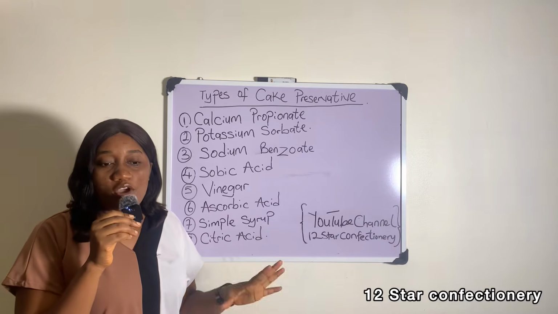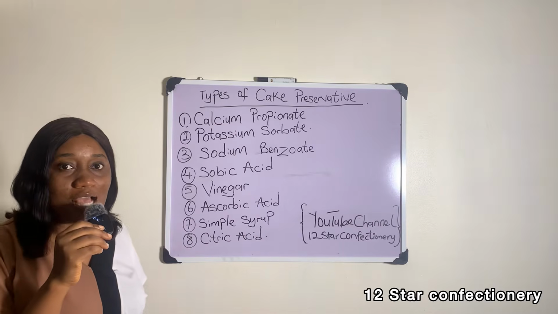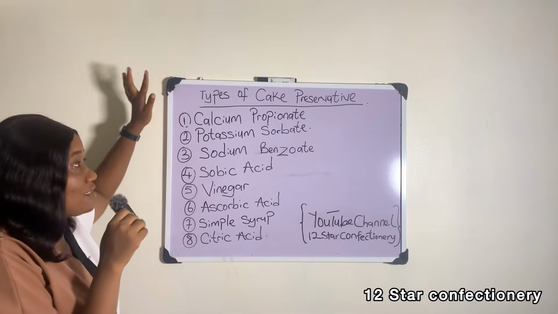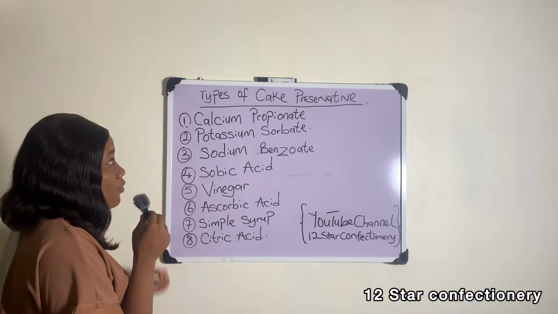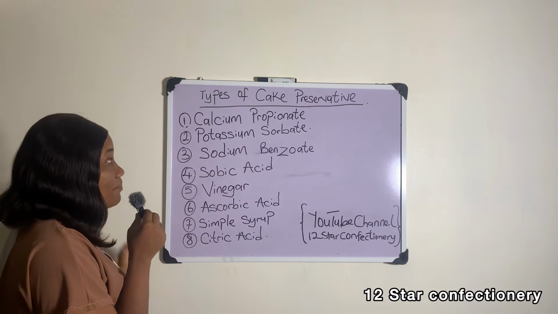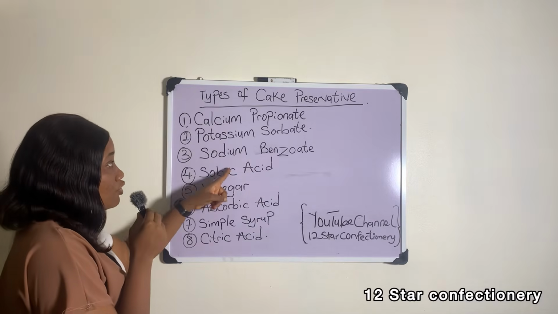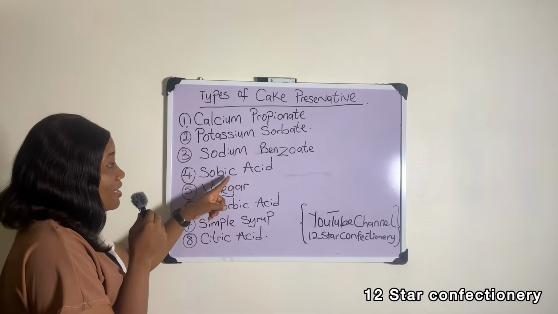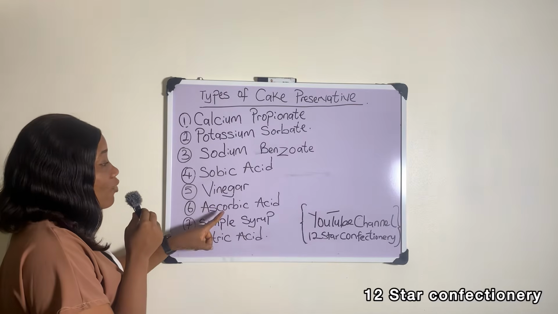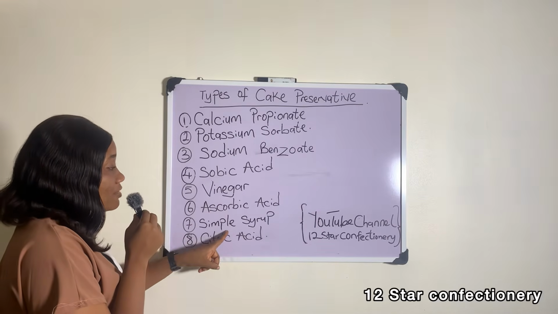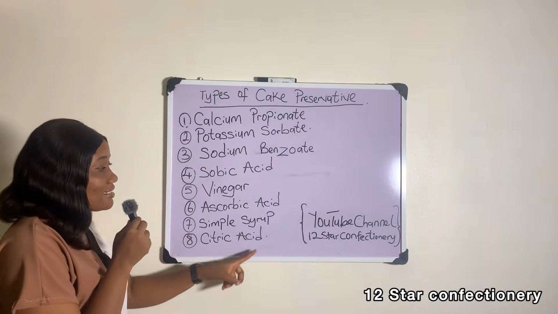For today, I'm going to be treating the preservative known as calcium propionate. It's a type of preservative that we can use in the baking industry, in our baked goods and even drinks. We have potassium sorbate, we have sodium benzoate, we have sorbic acid, we have vinegar, we have ascorbic acid, we have simple syrup, and we have citric acid.